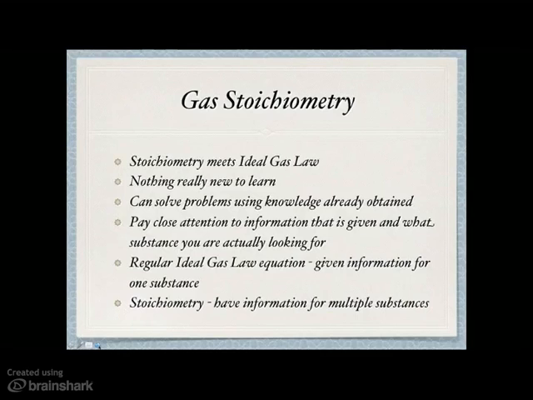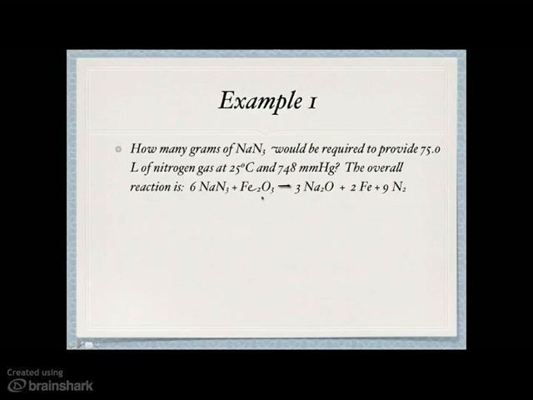But probably the best way to explain this is just to show you an example. This example is in your note packet, and we'll go through it now. It's asking how many grams of NaN3 would be required to provide 75 liters of nitrogen gas, at 25 degrees Celsius and 748 millimeters of mercury. So as you can see, you're looking for grams. You already have volume, temperature, and pressure. And here is your overall equation, which anytime you see an equation, you should know automatically you're doing a gas stoichiometry problem, because this is the only type of problem that has that.